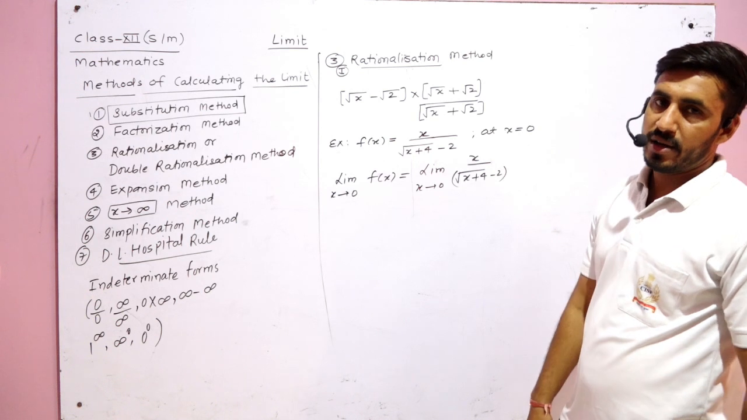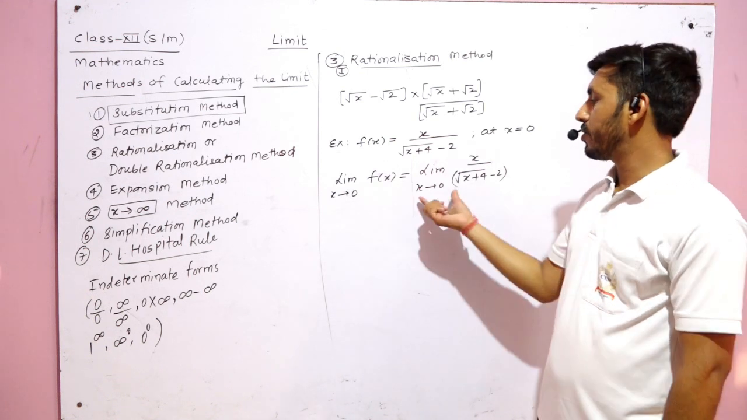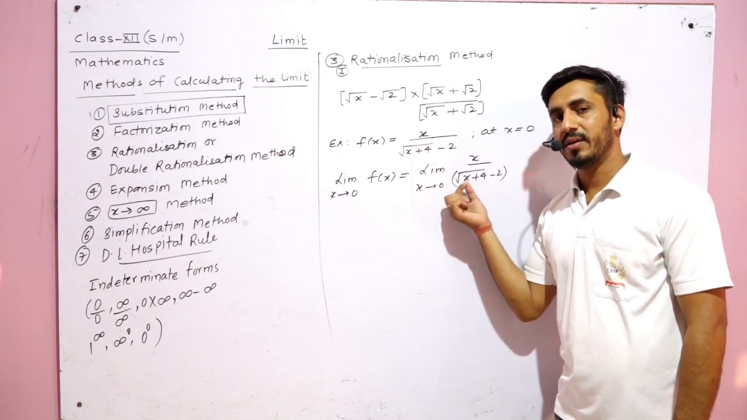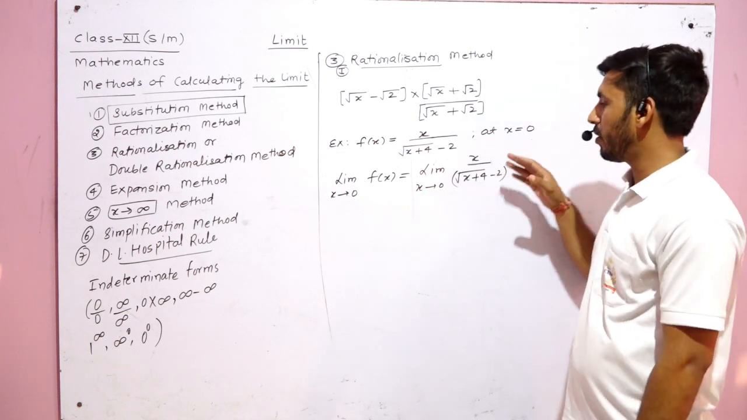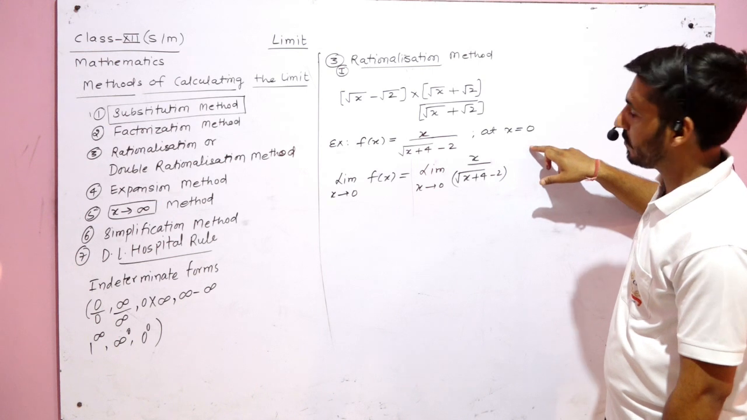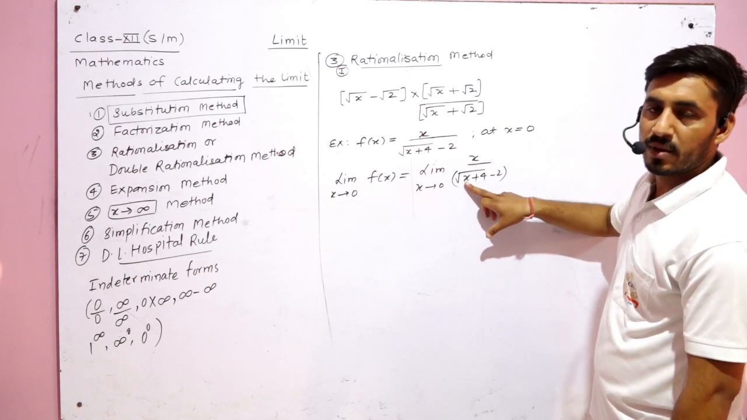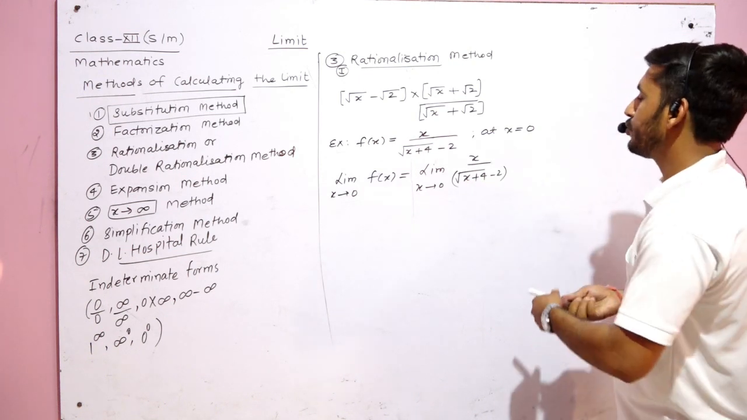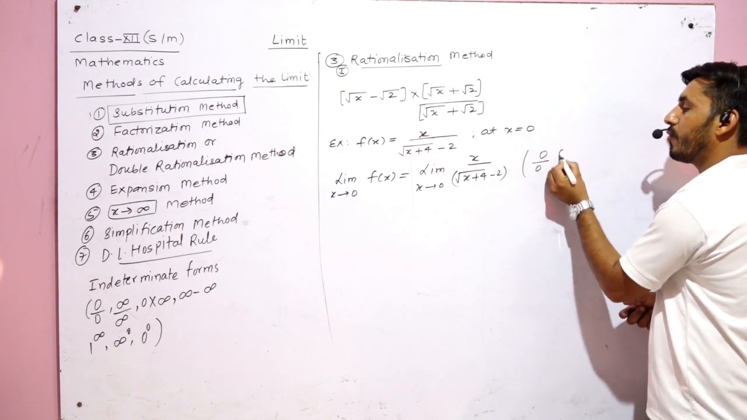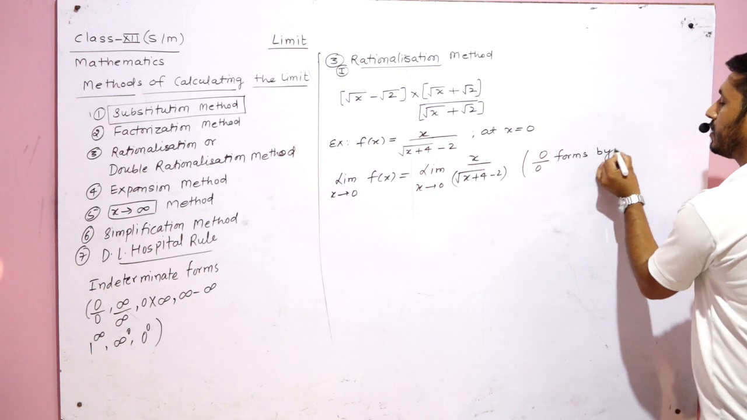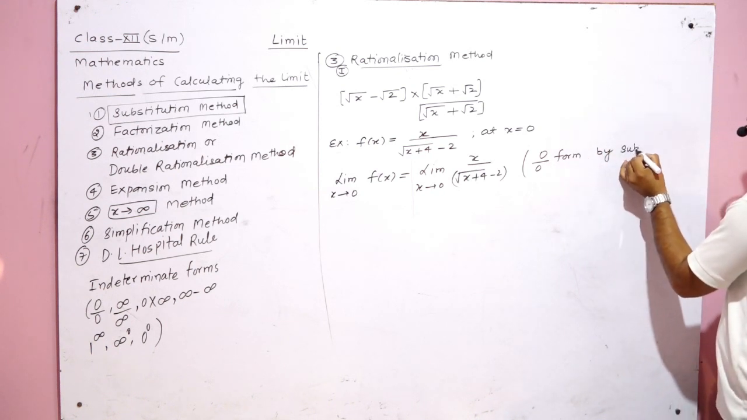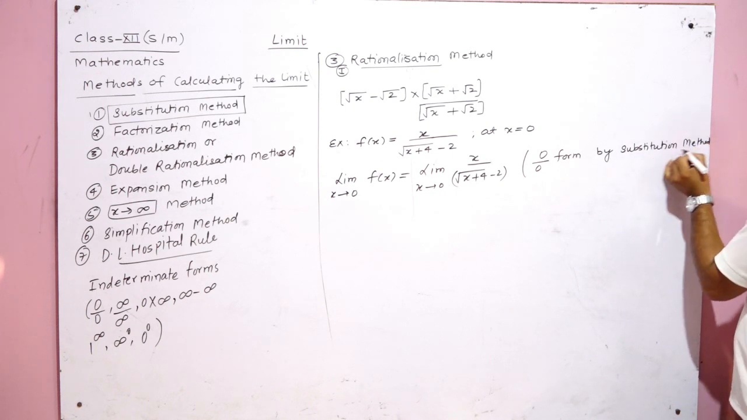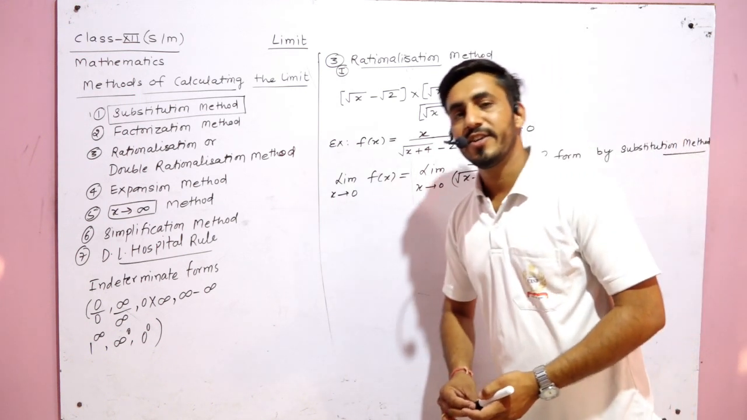In this type of function, if we use the substitution method, then we have to put 0 in the place of x. Here we will obtain 0 in the numerator. In the denominator, if we put x is equal to 0, then 0 plus 4, root of 4 is equal to 2, minus 2, which is 0. It means we are getting 0 upon 0 form by the substitution method. It means we can say the substitution method has failed.